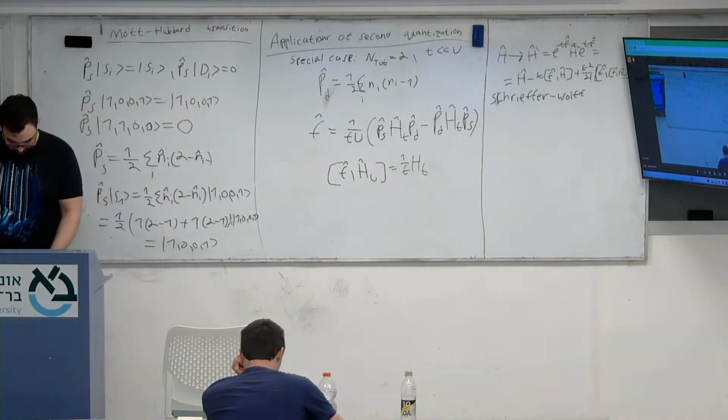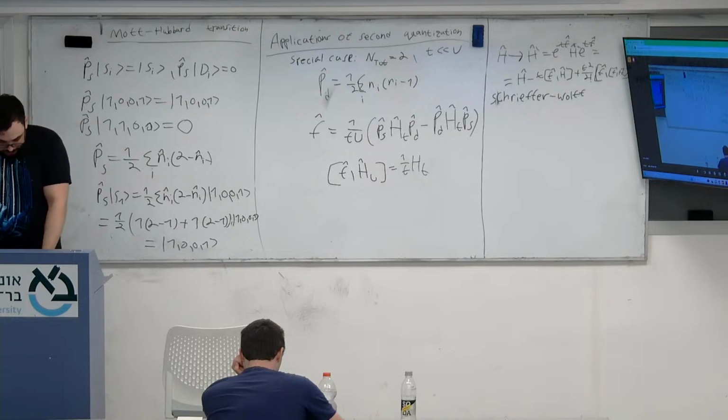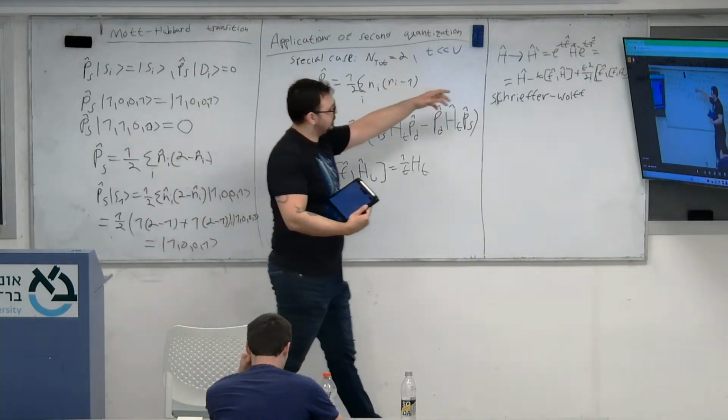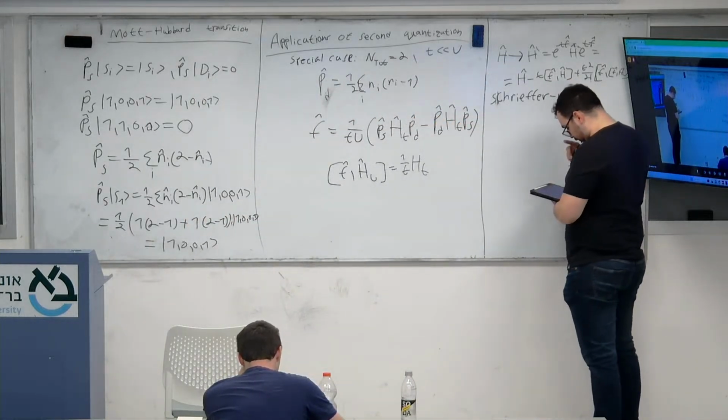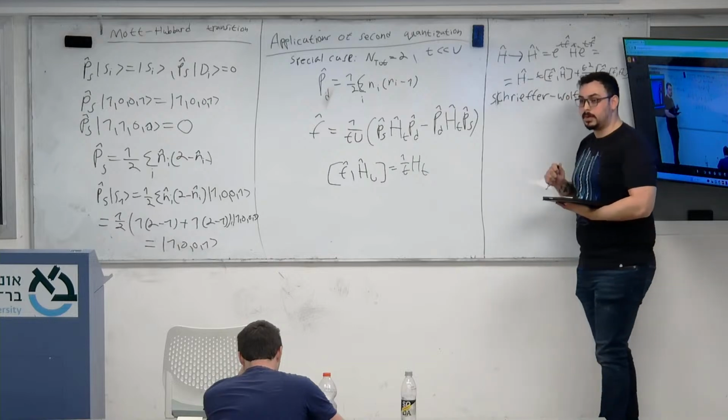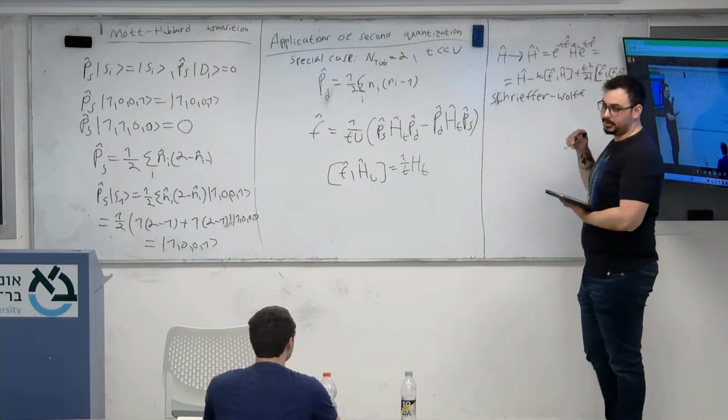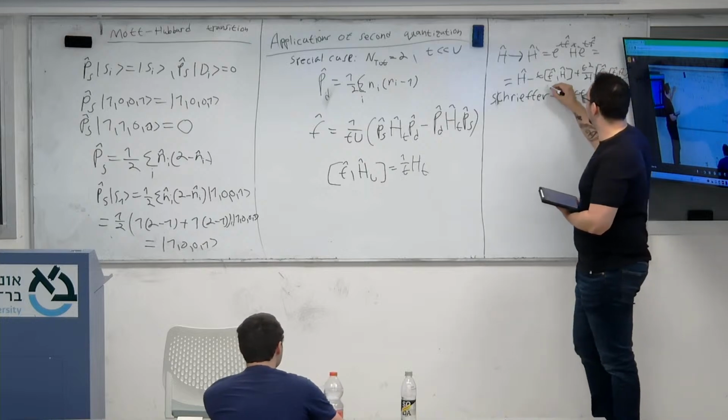It's called the Schrieffer-Wolff transformation. It's just a solution for this double exponent. It's like an infinite series, with small terms here, plus.